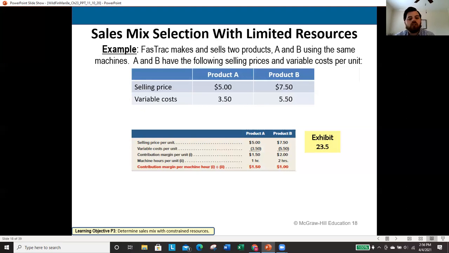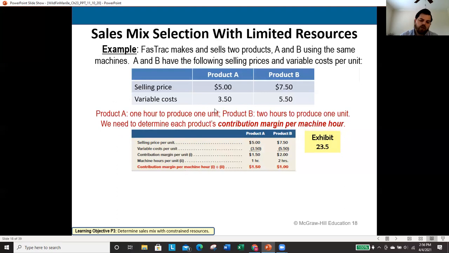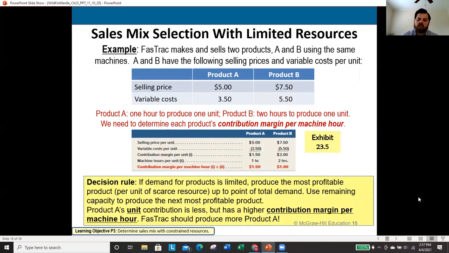I'm generating $1.50 for every machine hour versus $2, but it takes 2 hours. So it's $1.50 per hour versus $1 per hour. Well, in that case, of course, $1.50 is greater. So for product A, 1 hour to produce 1 unit, and that's what we see here. And for product B, 2 hours to produce 1 unit. We'll then calculate contribution margin per machine hour, as we just saw.